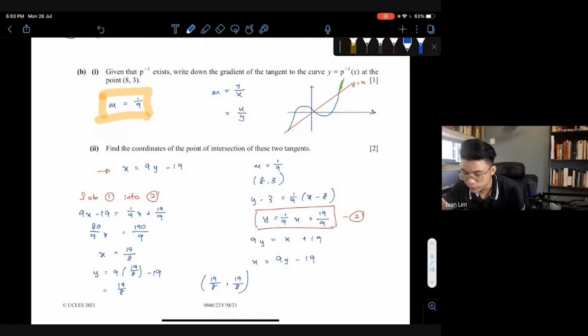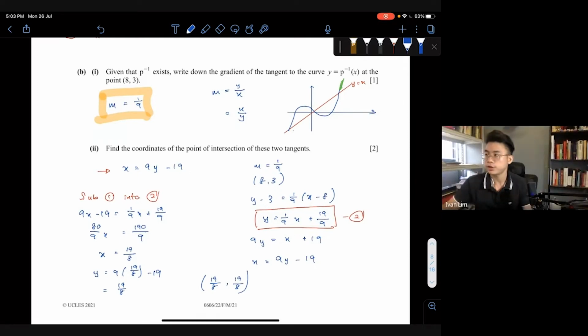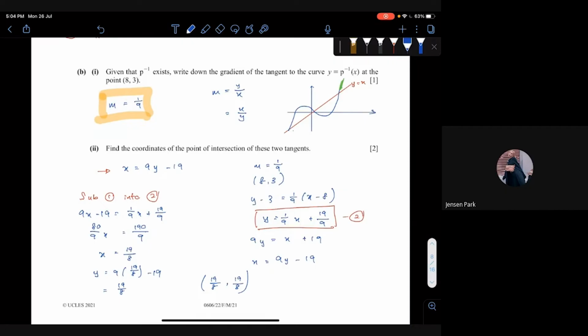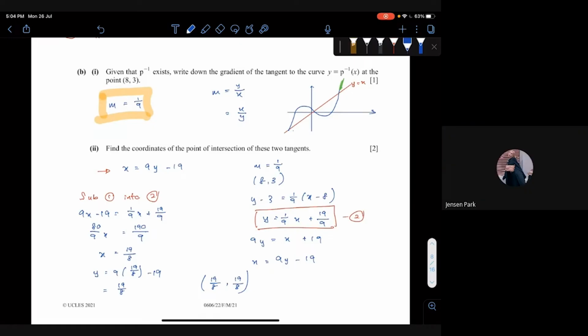Wait, what's your writing? I cannot read that one. x equals 9x minus 19. Yes, I just swap my y with x. Oh, okay. Actually, that's quite a smart way. But do you understand what you are doing there? Yeah, because you want to find the inverse one, so you just flip it. Flip what? Flip your y and x.